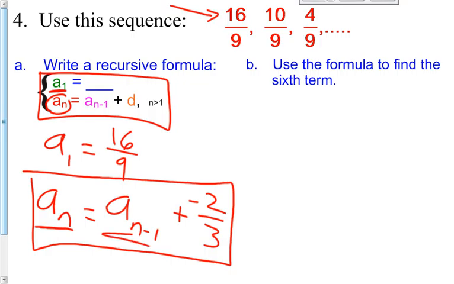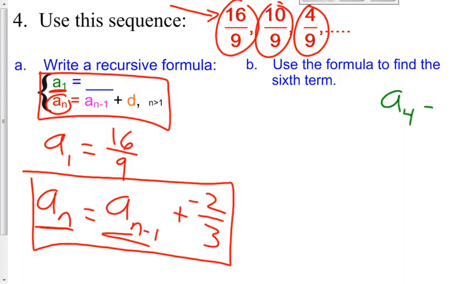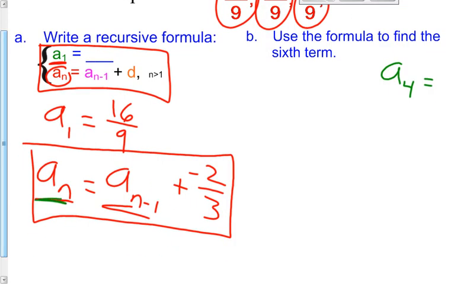So class, here's where we need to start. We know the value of the first term. We know the value of the second term. We know the value of the third term. We don't know the value of the fourth term. So we've got to start off by saying, a sub 4, what are you? Well, here's how you find a sub 4. Let's put that in right here.